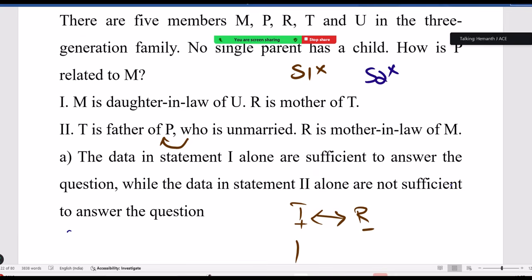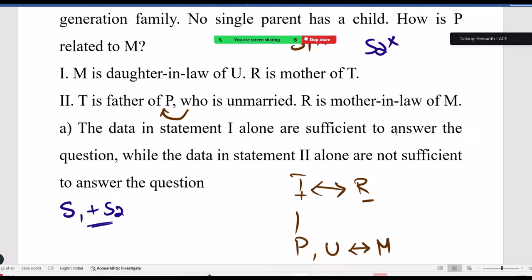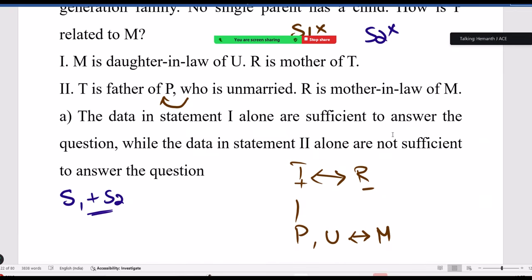Now we'll try putting them together. First statement, second statement, both together we'll try. R is mother of T. Okay, now the diagram we assumed will be wrong.